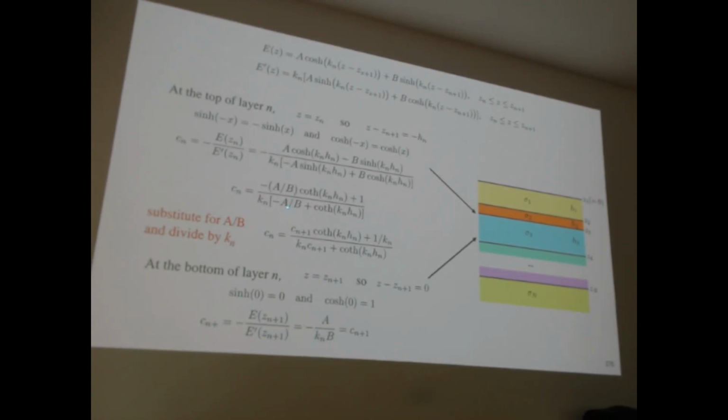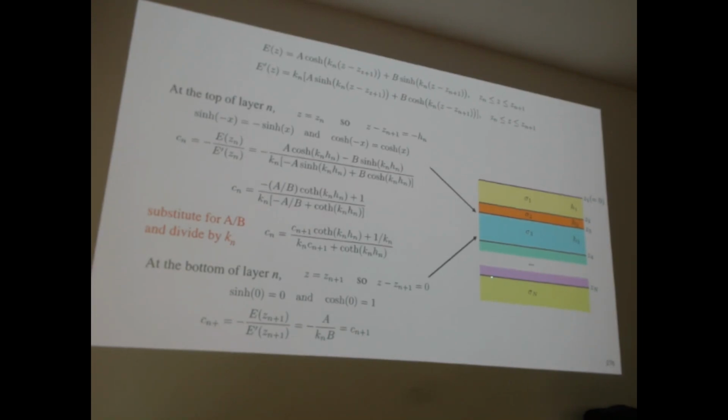And then we know that A over B divided by k_n is just the impedance of the next layer down. So we actually have a relationship for C at the top of any layer in terms of C at the top of the layer beneath it. Okay, that's a recurrence relationship. That means if I know what C is at the bottom of this stack, I can then propagate this equation all the way back up to the surface. And we know what C is at the top of a half space.